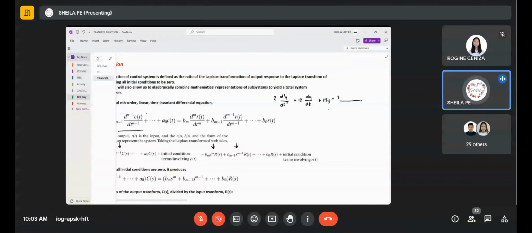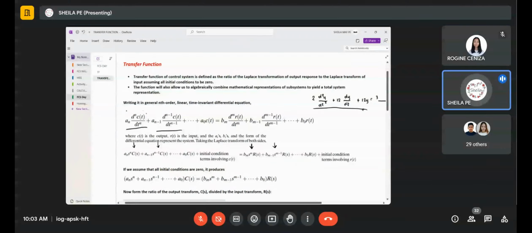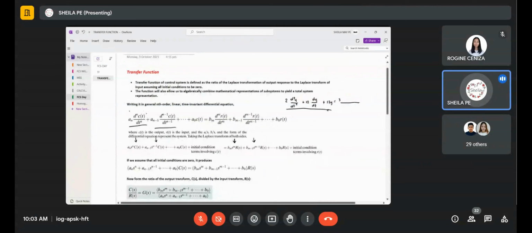Okay, let me just express this in this order. If we have a general nth order linear time invariant differential equation, with a2 d squared y over dt squared, the Laplace transform for this one is a2 s squared times Y of s. Remember? So this is basically the same.